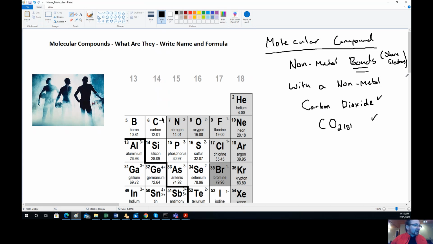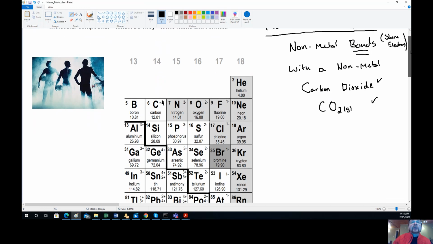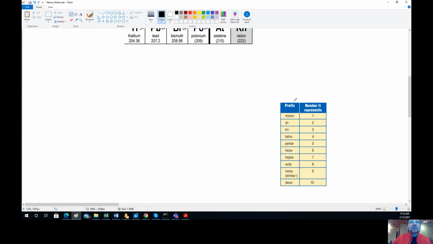So let's look at that. Let's figure out how to write the formula and the name for a group of molecular compounds. I'm just going to scroll down. This is from page 43. You're going to need this chart right here. So pause the video, copy this chart onto your periodic table.